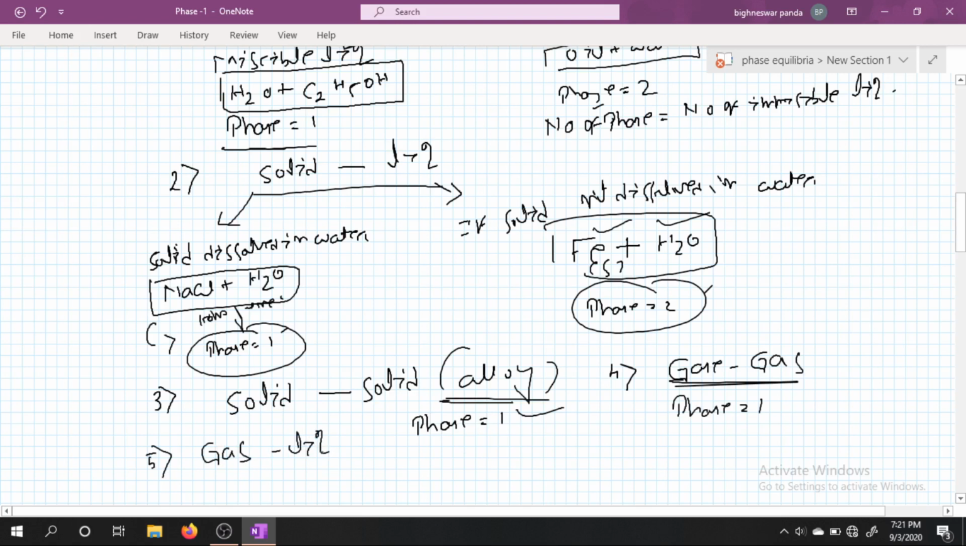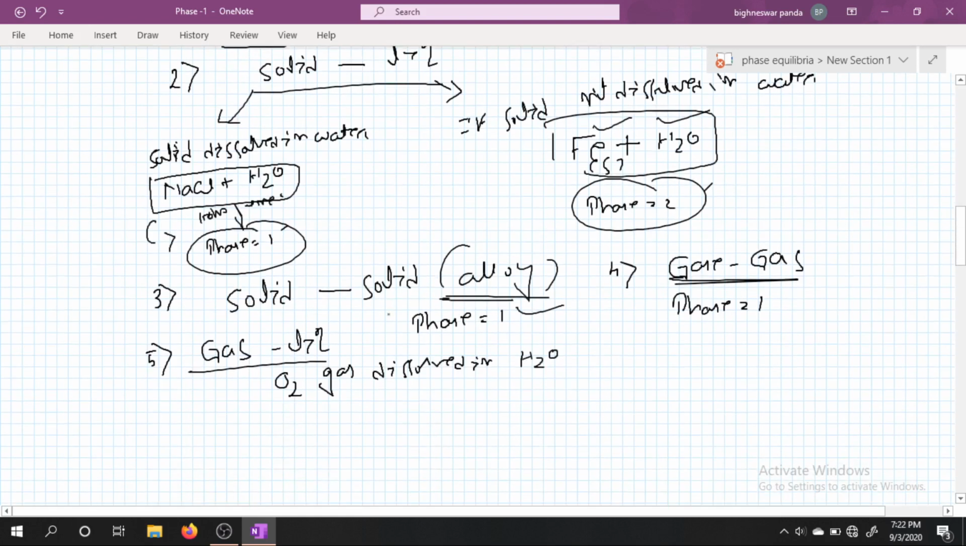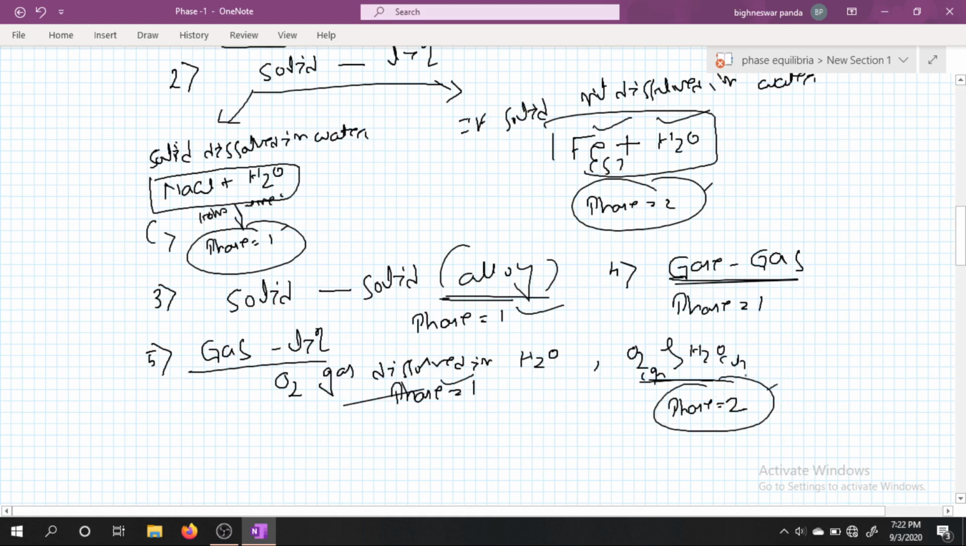Gas-liquid mixture, consider O2 gas dissolved in H2O. In that case phase equal to 1. But if O2 and water are given separately, because O2 is a gas and water is a liquid, if they are dissolved, then phase equal to 1. If they are given in a different manner, then phase equal to 2.